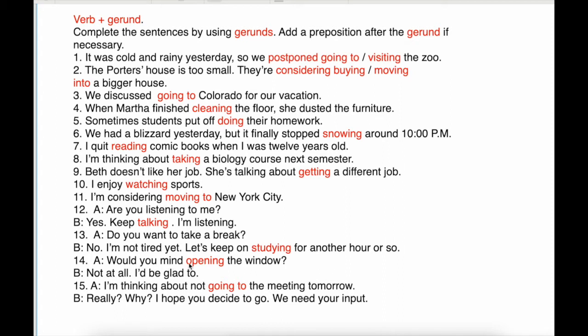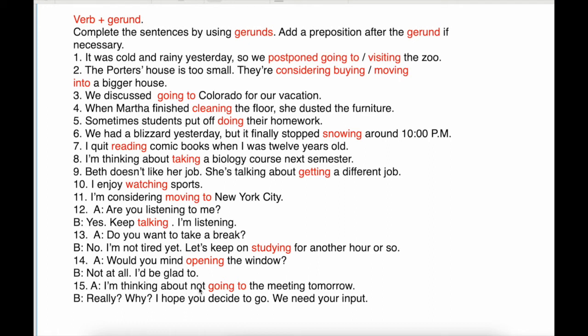Bu şu demek. Pencereyi açmanızda bir sakınca var mı? But if you say yes, that means there is a problem. So I cannot. Yani yes diye başlarsanız o zaman demek ki bir sıkıntısı var. Açamıyorum. Açmak istemiyorum. O yüzden bunu kullanırken ya da böyle bir soruyla karşılaştığınızda cevap verirken dikkat edin. Eğer olumlu cevap verecekseniz not at all. Yani sakıncası var mı? Tabii ki yok. I would be glad to. İşte seve seve yaparım anlamında.